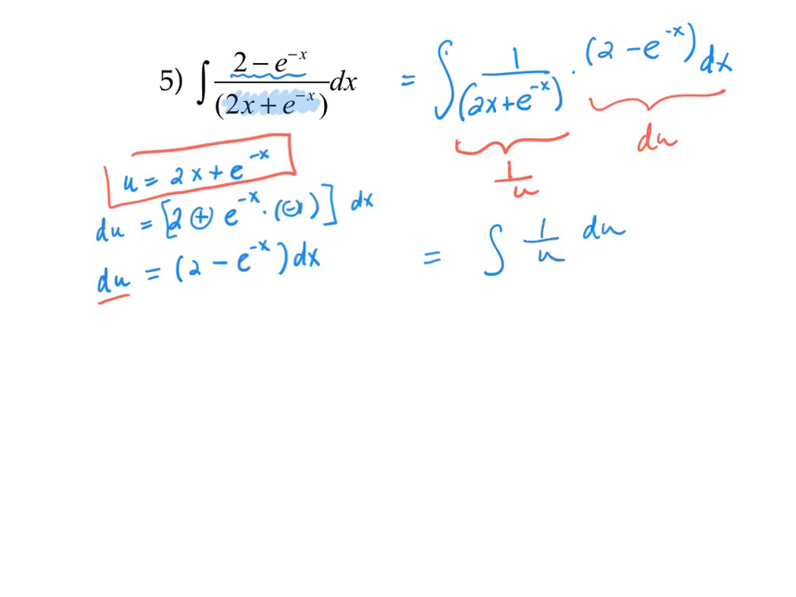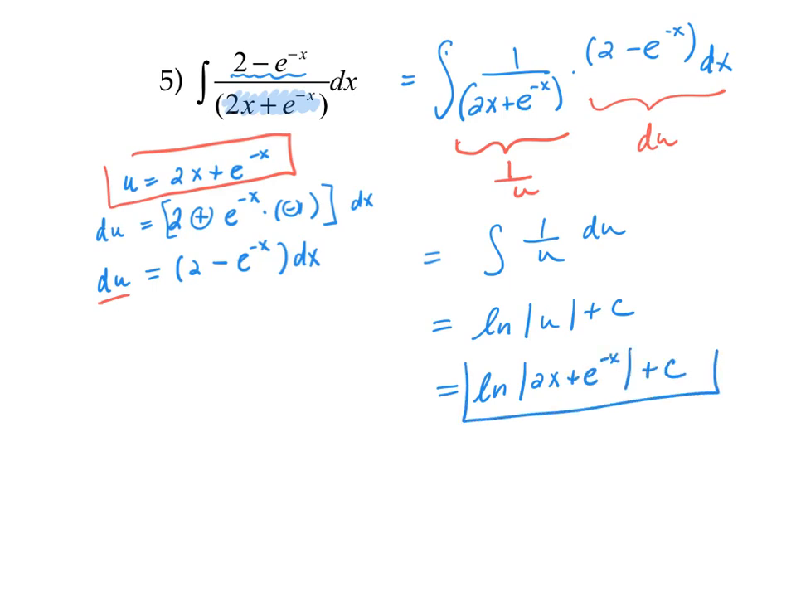And again, the antiderivative of 1 over u du will give us the natural log, absolute value of u plus c. And don't forget that final substitution, get the u out of there. So it'll be natural log, absolute value, 2x plus e to the negative x plus c. And that's our final answer.